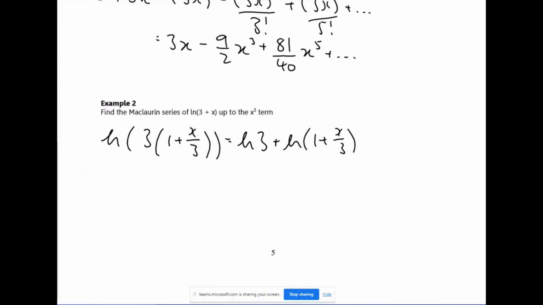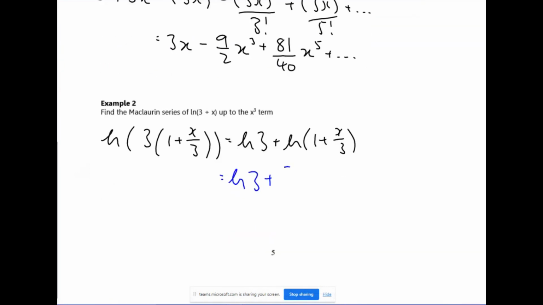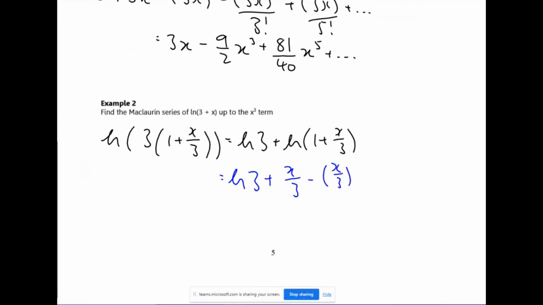Now I can just swap x over 3 instead of x, and that's fine because I won't expand it out and get x terms and x squared terms and stuff. So keep the ln 3 at the front, then write down the standard formula for ln 1 plus x, but put x over 3 in instead. So that's x over 3 instead of x, minus x over 3 squared over 2 plus x over 3 cubed over 3 and so on. So that's up to the x cubed term.